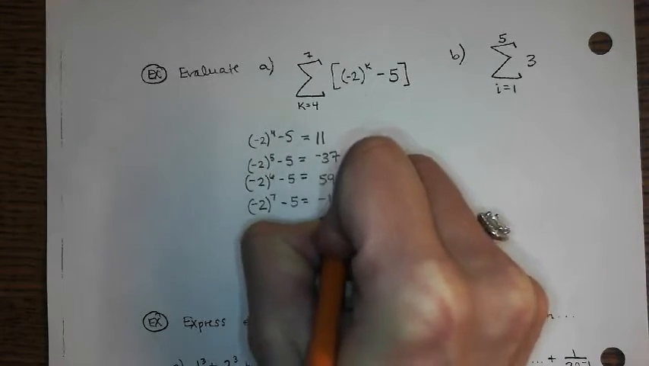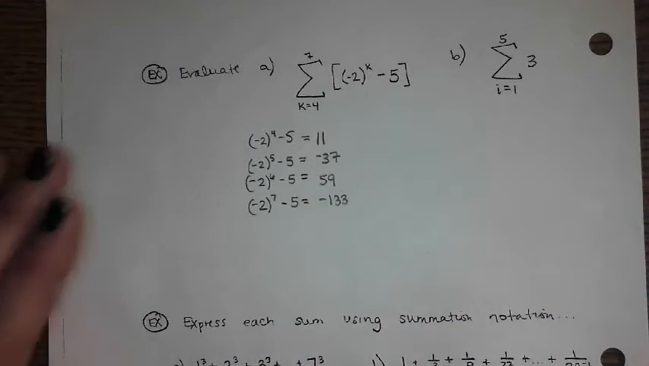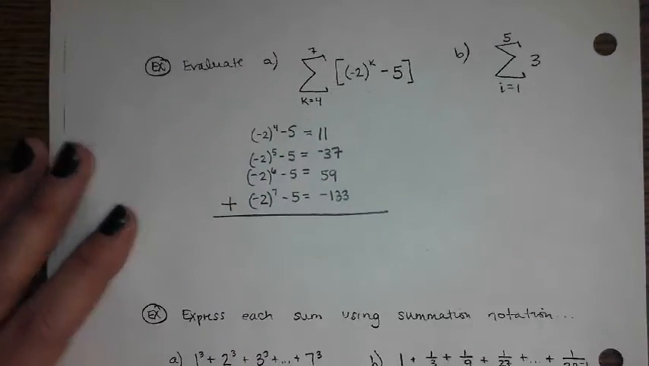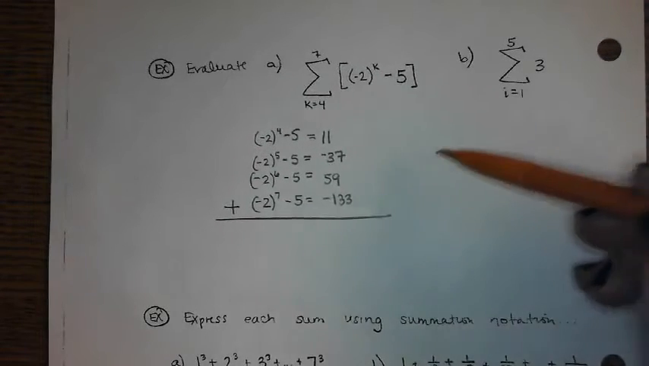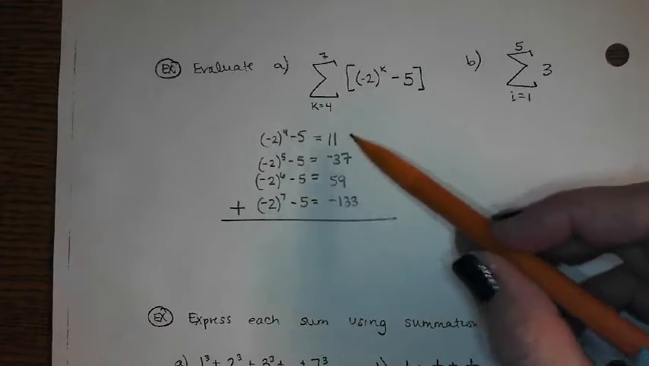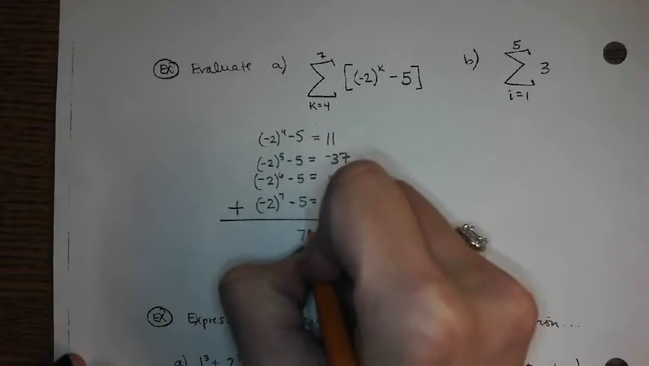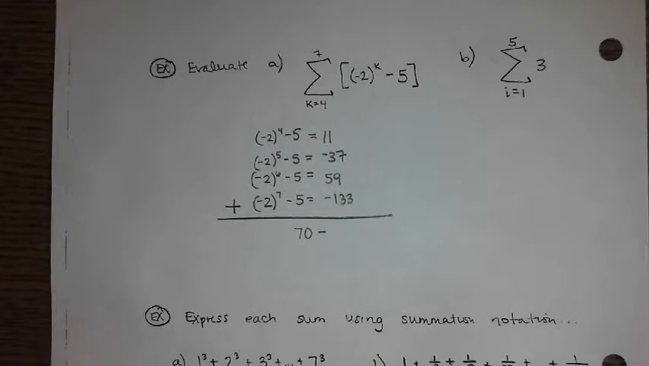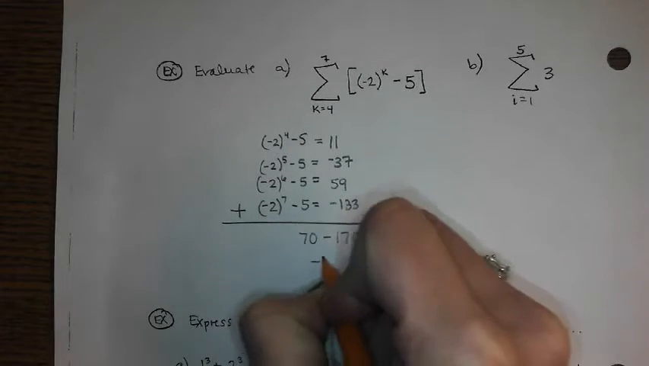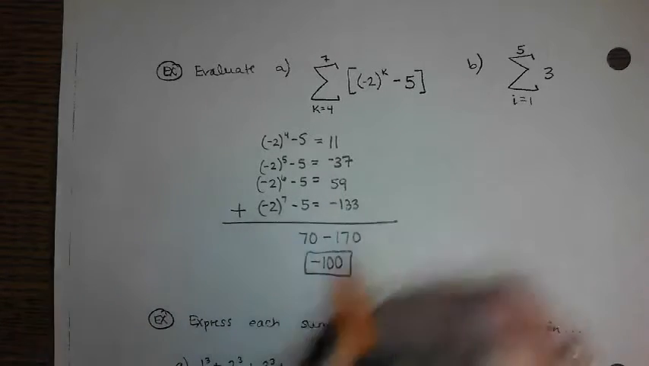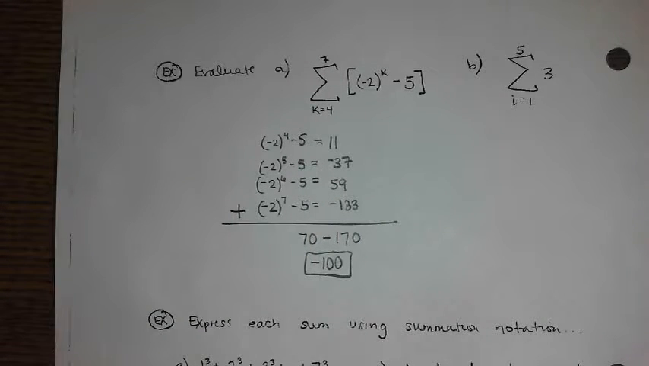Correct, negative 133. And then because of that summation symbol, we are adding all of these together. So I would be inclined to combine my positives first. So 59 and 11 is 70, minus 133 and 37 combined to be 170, minus 170, which is just negative 100. Any questions there?